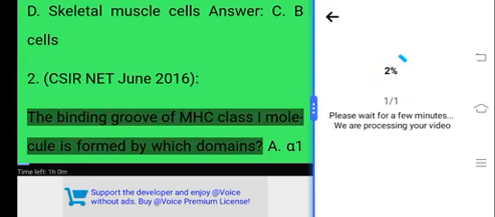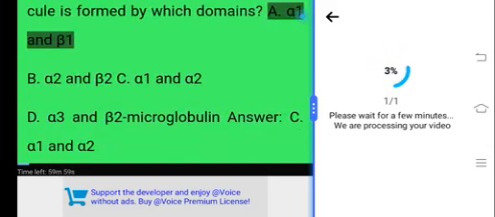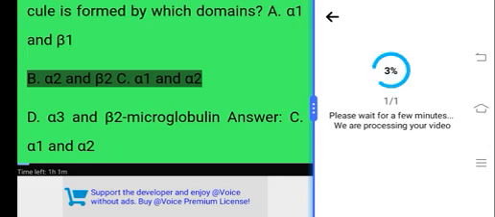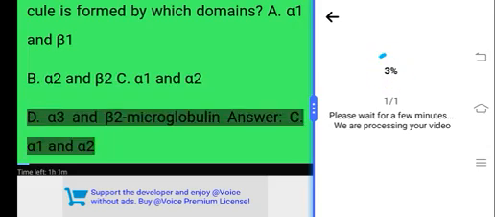2. CSIR-NET June 2016. The binding groove of MHC class I molecule is formed by which domains? A. Alpha 1 beta 1. B. Alpha 2 and beta 2. C. Alpha 1 and alpha 2. D. Alpha 3 and beta 2 microglobulin. Answer. C. Alpha 1 and alpha 2.